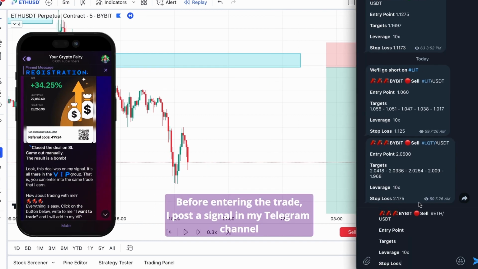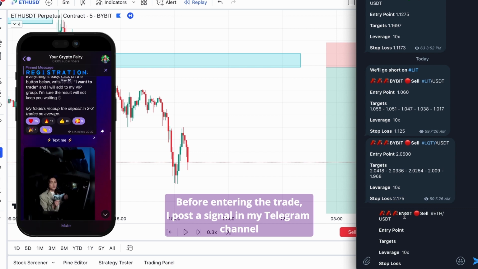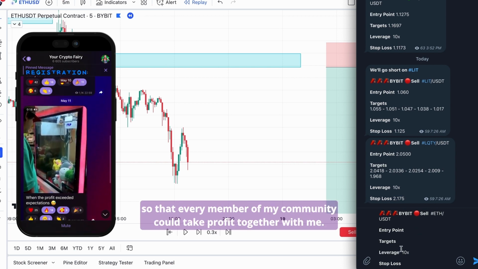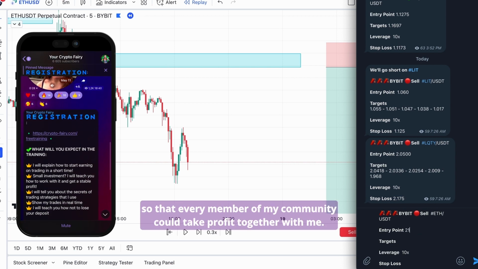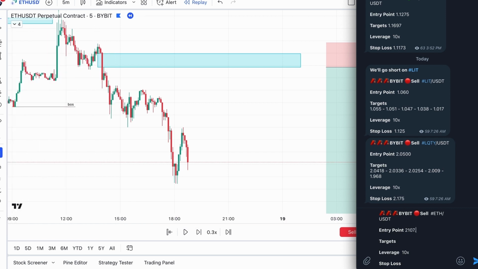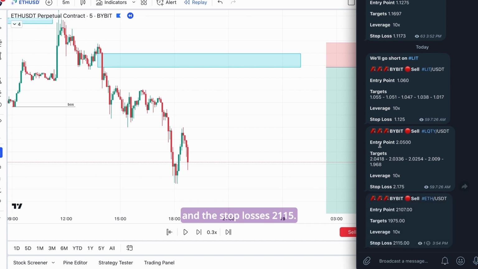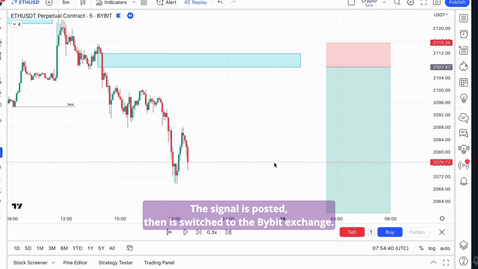Before entering the trade, I post a signal in my Telegram channel so that every member of my community could take profit together with me. The entry point is 2,107. The target is 1,975 and the stop loss is 2,115. The signal is posted.